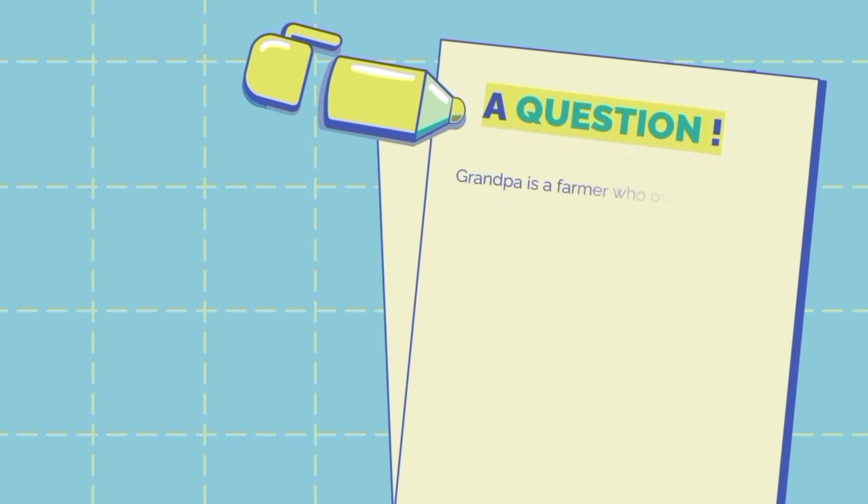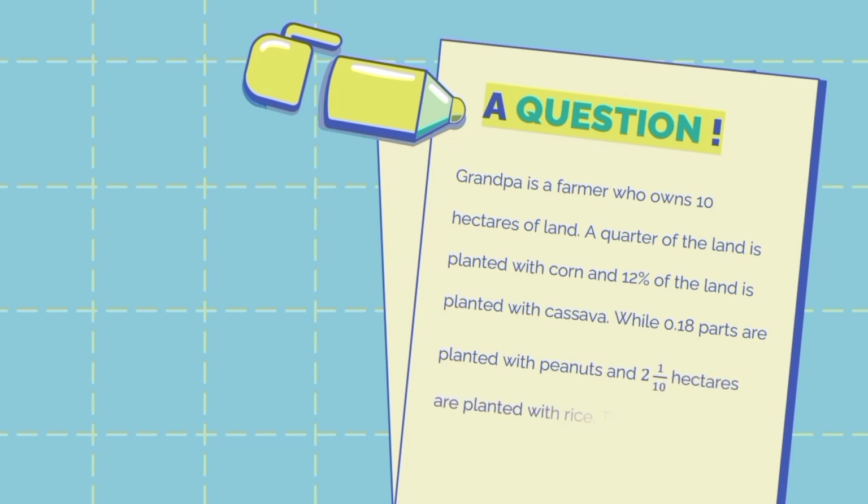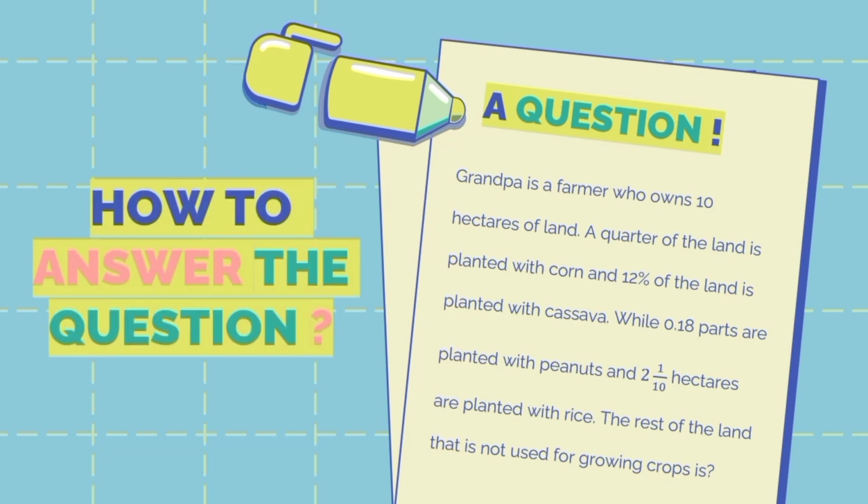Grandpa is a farmer who owns 10 hectares of land. A quarter of the land is planted with corn and 12% of the land is planted with cassava, while 0.18 parts are planted with peanuts and 2 and 1/10 hectares are planted with rice. The rest of the land that is not used for growing crops is... How to answer the question?